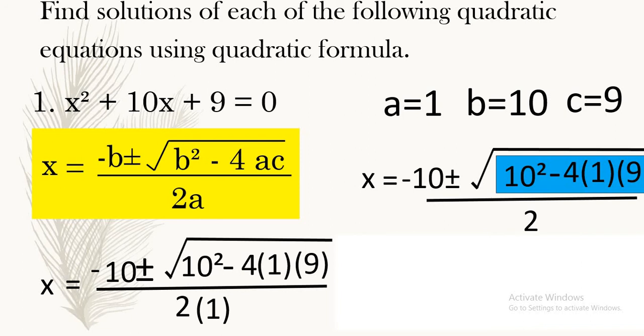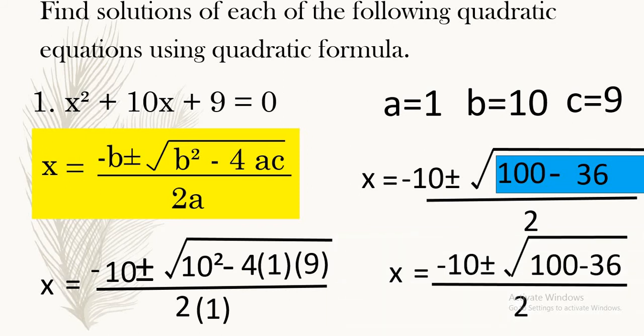So 10 squared is 100. Then 4 times 1 times 9 is 36. Next, let us simplify this part again. We have 100 minus 36, which is 64.